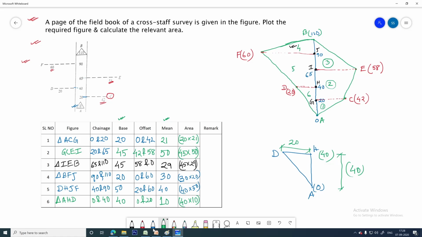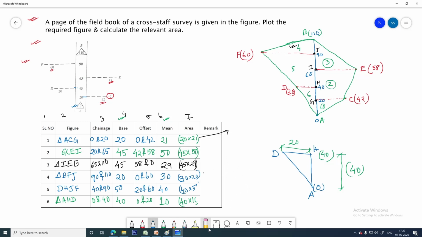Now if you determine individually the values, in the remarks column you can write that area equals column number 4 into column number 6. This is 1, this is 2, this is 3, this is 4, 5, 6, 7. Rather you can also write directly the base into mean, the area equals to, okay. In the remarks column you just need to write that.